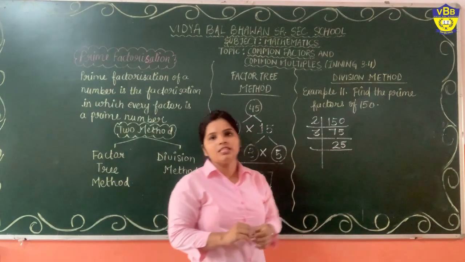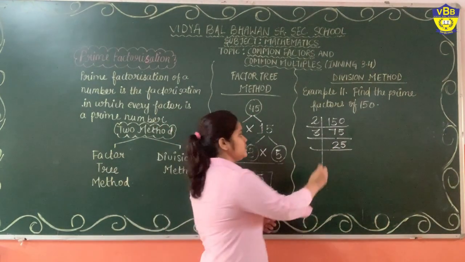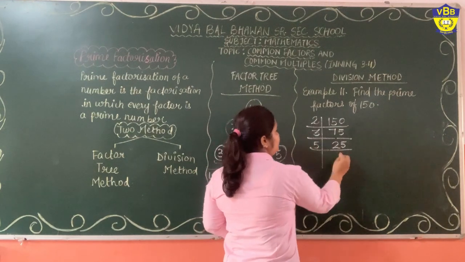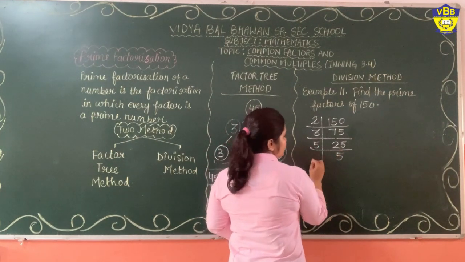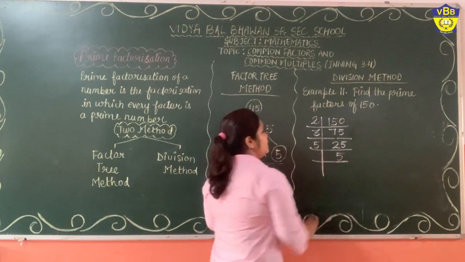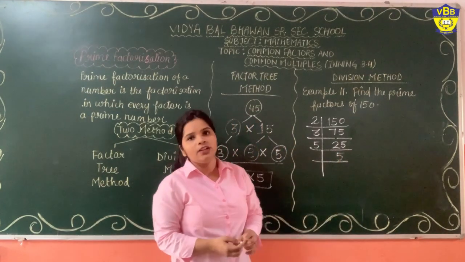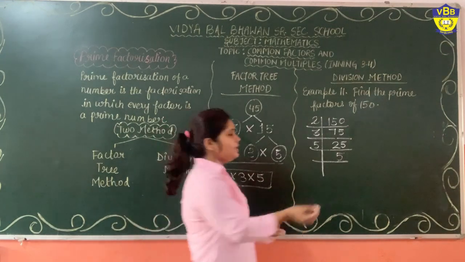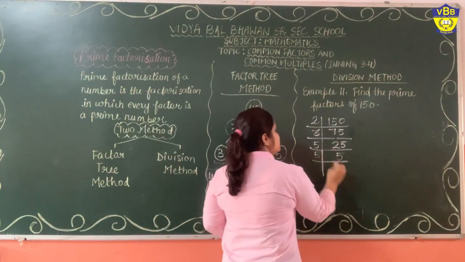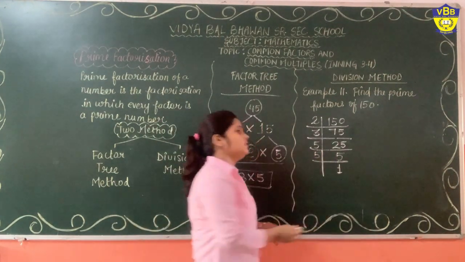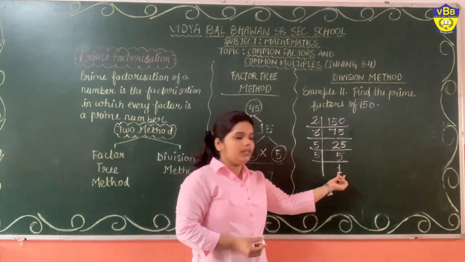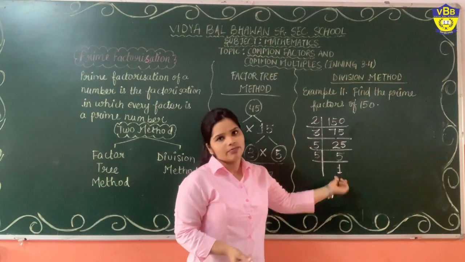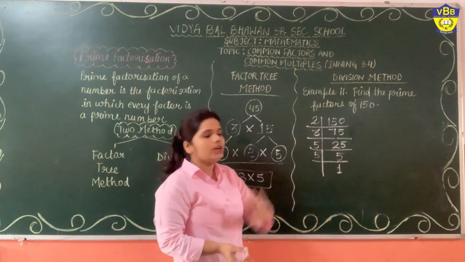25. Will it be divisible by 5? Yes. How many times? 5 times. So we will write 5 5s is 25, and the next 5 will only be divisible by the number itself, that is 5. So 5 ones are 5. We need to repeat this process until we get 1 at the end. So this question is now complete.